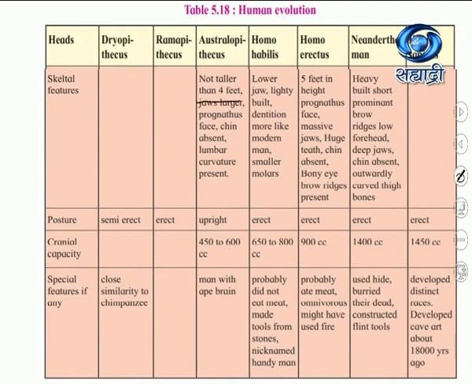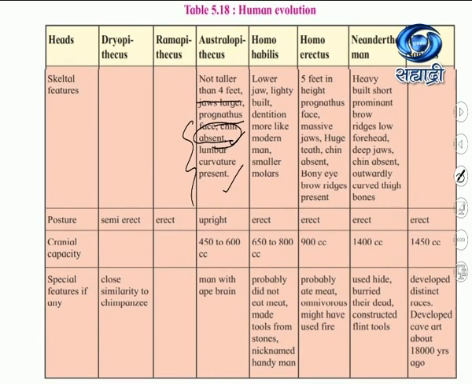Australopithecus was not taller than 4 feet. Prognathous face, chin is not there in Australopithecus, almost like man. Some characters are like ape, some characters are like man. Absence of chin, character of ape. Lumbar curvature present, character of man. So see, it is a connecting link. What were the characters similar to apes? Prognathous face, chin absent. Lumbar curvature is a character of man.